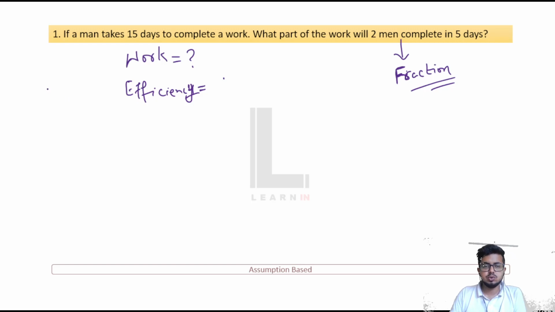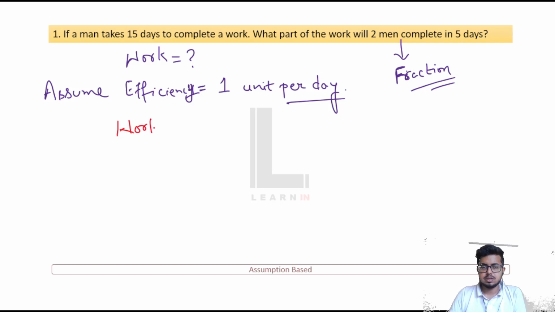So we would assume the efficiencies. For making it easy to calculate, let us say that 1 unit per day is the efficiency of one person. Now it would be really easy. Now we need to find the work. Since we have seen that we would need to find the work through the whole process till now, right? 15 into 1 unit per day, that is 15 units would be the total work.